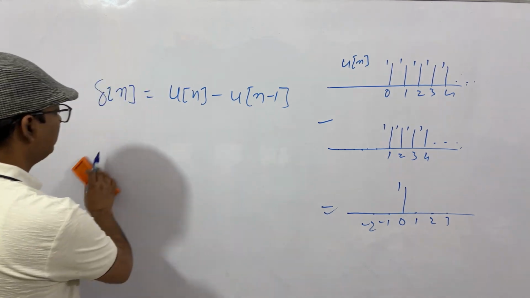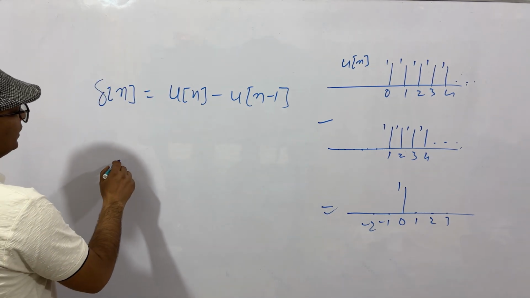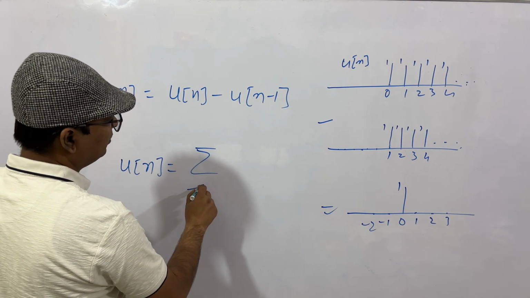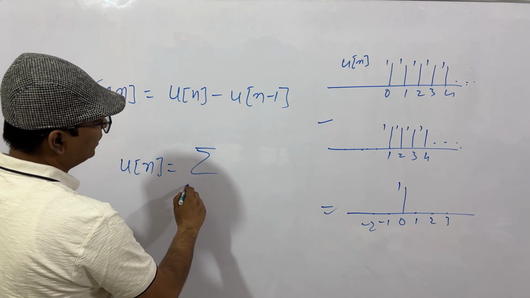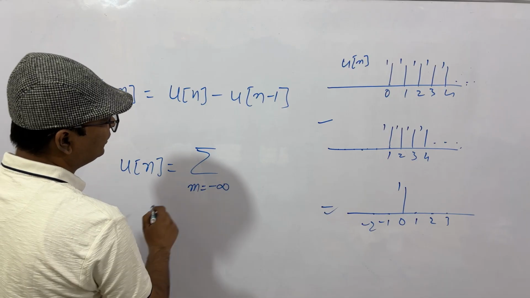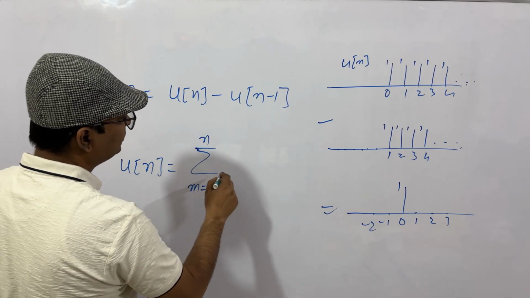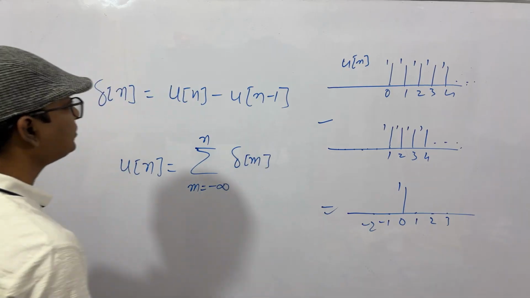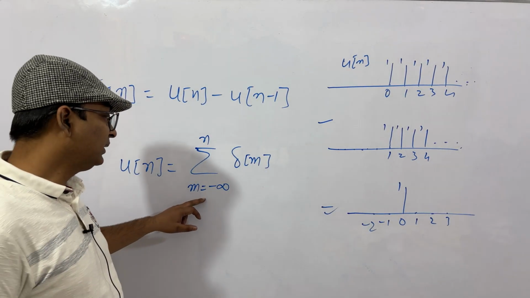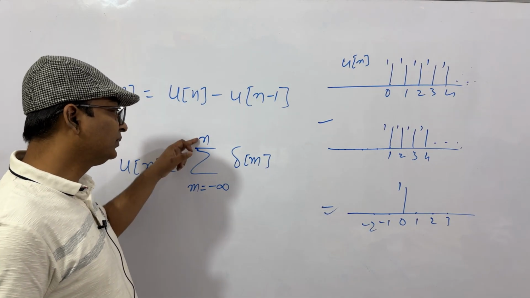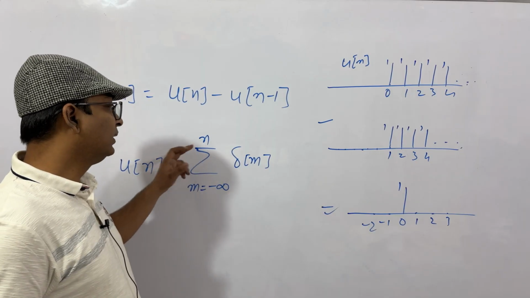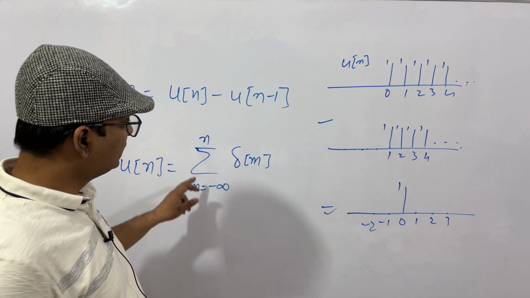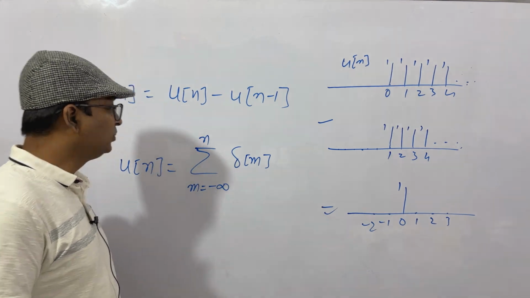From here, we have a very important result, that u[n] is equal to the summation over m equal to minus infinity up to n of the impulse function δ[m]. Because from minus infinity to n minus 1 it will be 0, and it will be 1 at this only. Clear? So this is a very important result that you must understand.